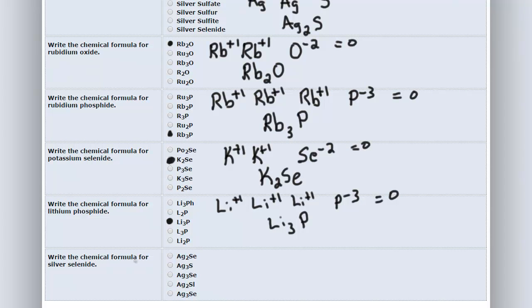Write the chemical formula for silver selenide. Last one, silver selenide. Remember, silver was a +1 and selenide was a -2. So Ag, Se. So we have two of these silvers and one of these selenides, Ag2Se.